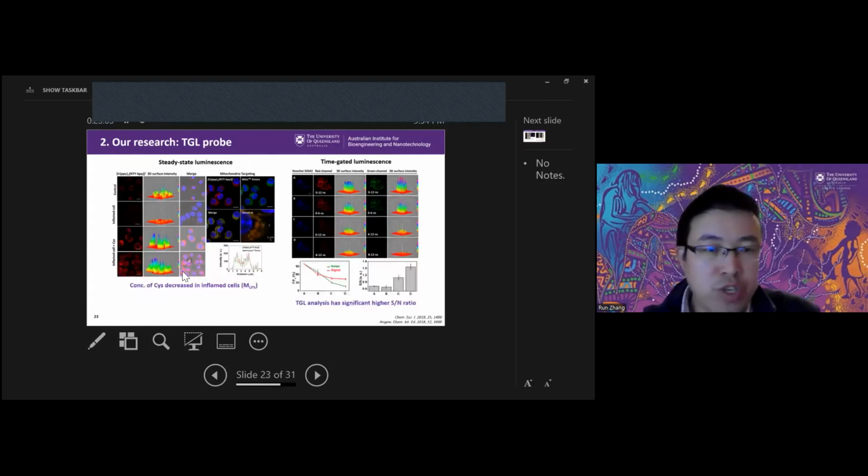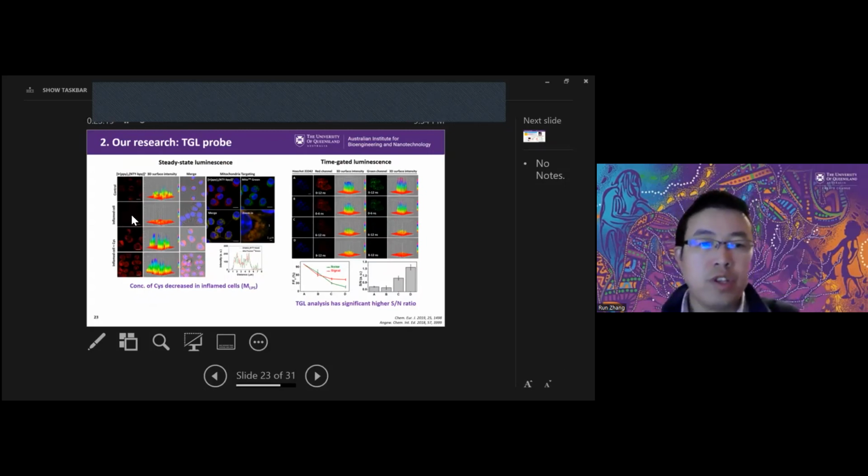And we also demonstrated that our probes can be used for the cysteine detection in inflamed cells. We can see here for the inflamed cells, the intracellular signal is much weaker than the control group, and that's because the cysteine has been consumed for quenching in those inflamed cells, and also for the production of hydrogen sulfide in the inflamed cells, as has been confirmed in our another paper published in 2018.